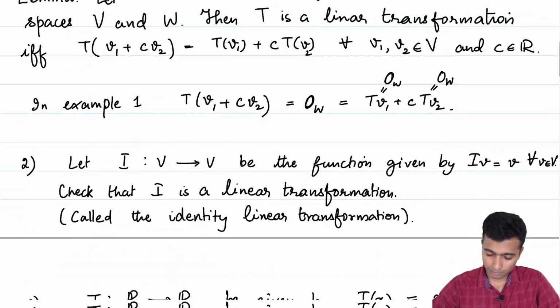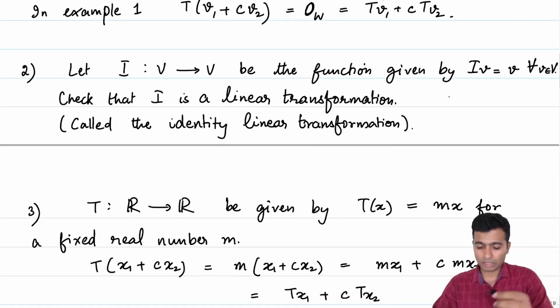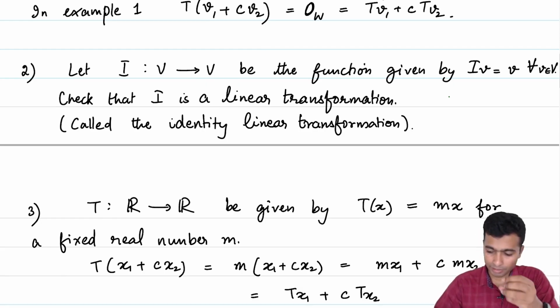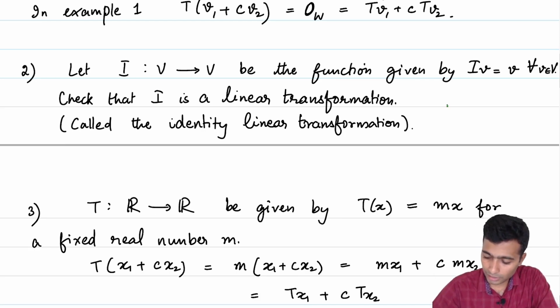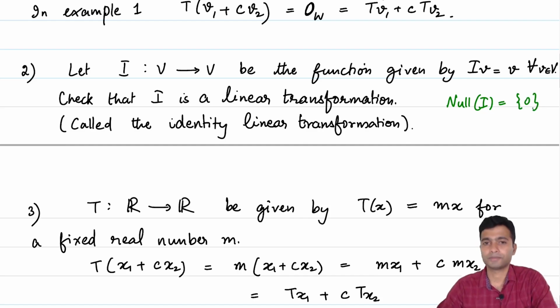What would be the null space in the case of the identity map? Let's see, it's the set of all vectors v in capital V such that Iv is equal to 0. But Iv is equal to v, so this forces v to be equal to 0. So the null space here is just the 0 space, the 0 set.